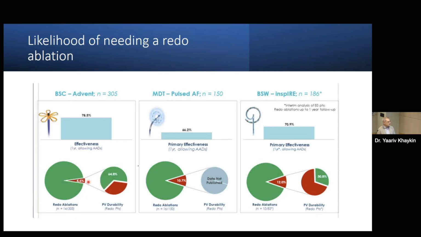And you can see that among patients who went for a redo procedure, the likelihood that veins were actually isolated was higher, at least compared to the Biosense Webster technology. We don't have this data for the Medtronic patients.